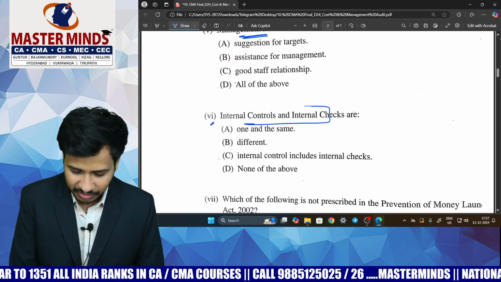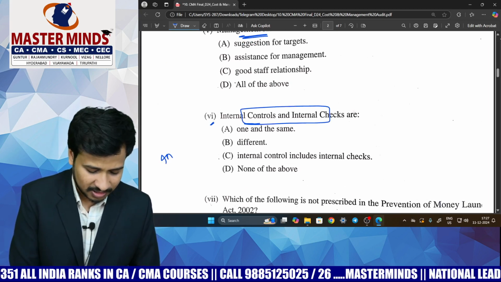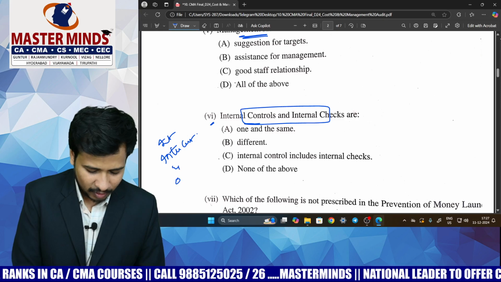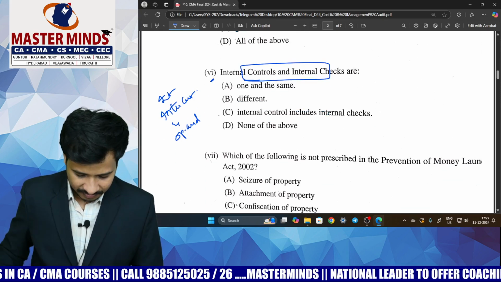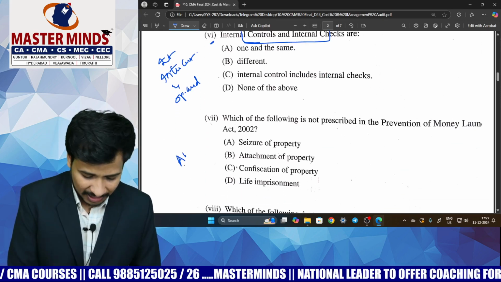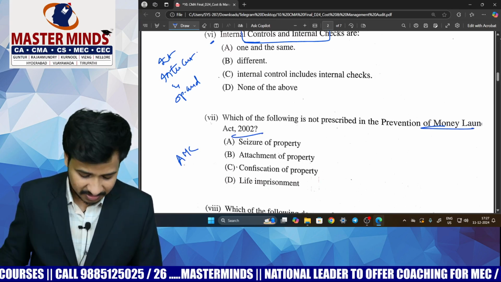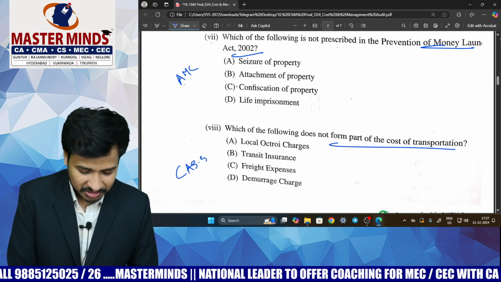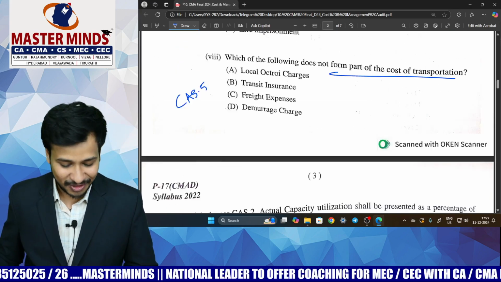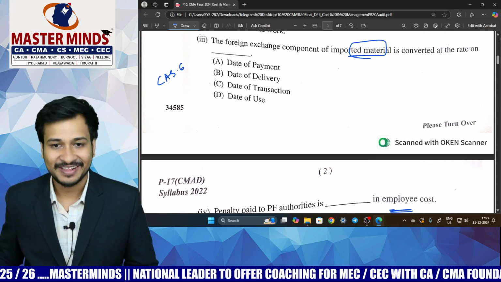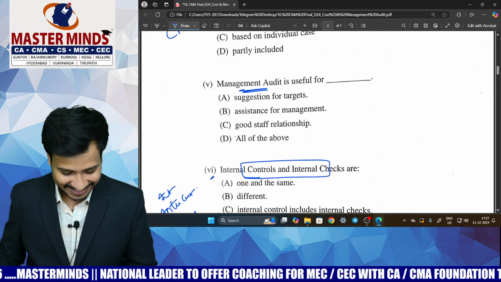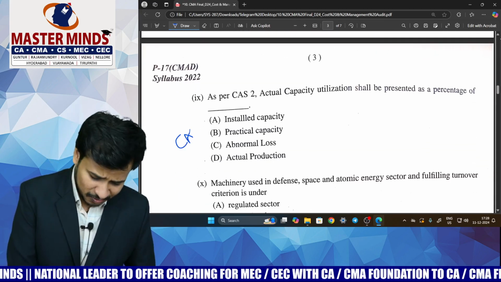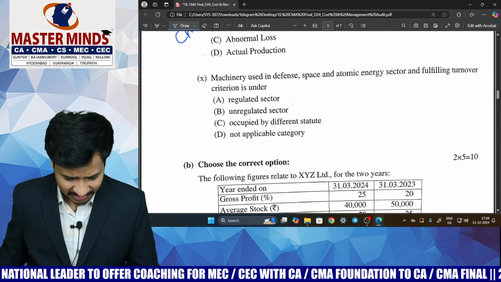This relates to internal control and internal checks, which is nothing but internal control, internal audit and operational audit. The next question relates to anti-money laundering, the Prevention of Money Laundering Act. Cost of transportation is from the overview of cost accounting standards, CAS number 5. If I am not wrong, 5, 6 and 7, three consecutive standards he asked questions from this time. And CAS number 2 was also tested.